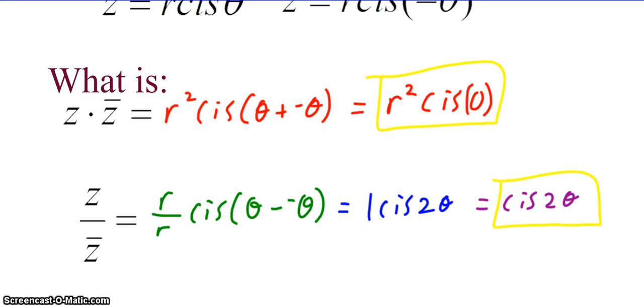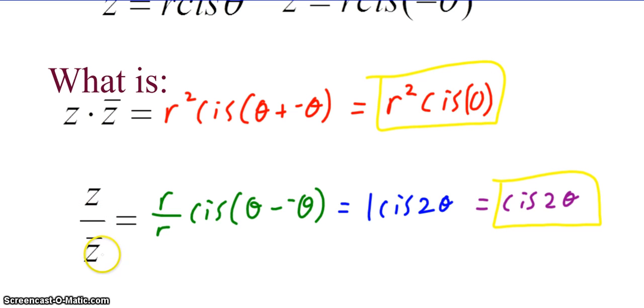Okay, so using our properties of multiplication of complex numbers in trig form, I know that if I have z times z bar, it's going to be r squared cis of theta plus negative theta. Theta plus negative theta is 0, so I end up with r squared cis of 0. That should make sense because we know that the imaginary part goes away when we multiply the complex conjugates. So in this case, if I was to write this out in long form of trig form of a complex number, the sine term with the imaginary component would go to 0.